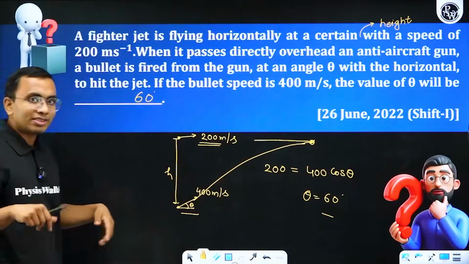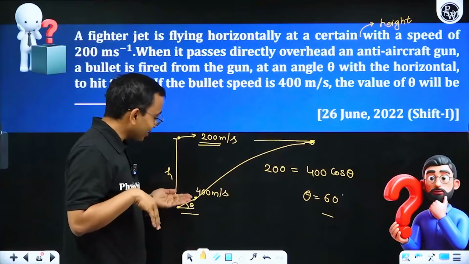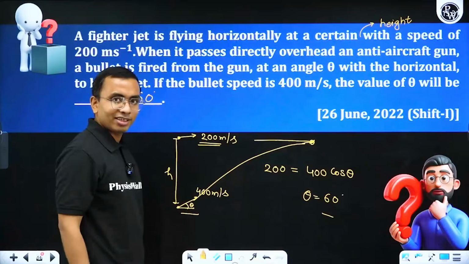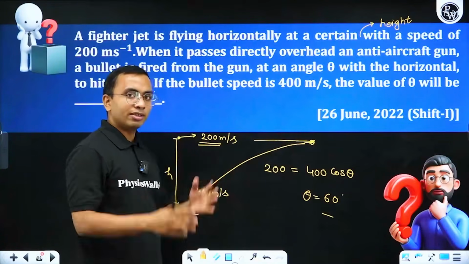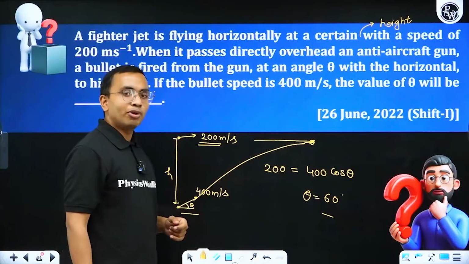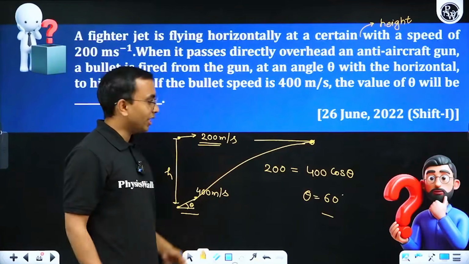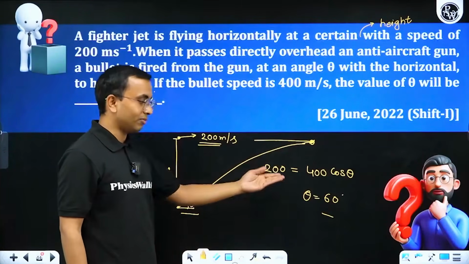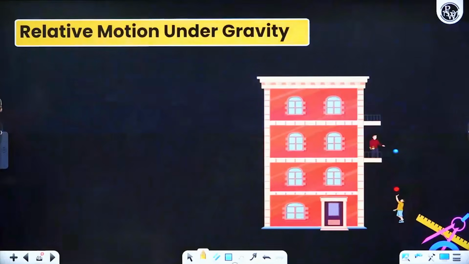So sit on the frame of, let us take the bullet or the aircraft. With respect to aircraft, how much horizontal distance is it covering? 0. So what should be the relative velocity of the bullet in the horizontal direction with respect to aircraft? 0. It means both horizontal velocities should be same. Yes, from the relative concept we can say this.